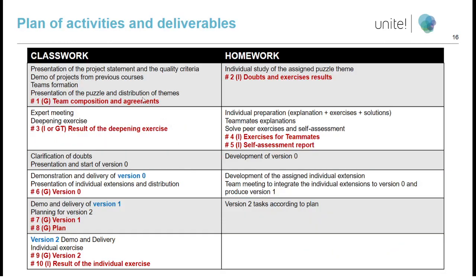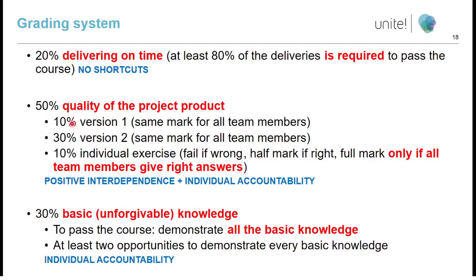We have already seen that the students must make 10 deliverables during the 6 weeks of the activity. The completion of all these deliverables on time is assigned 20% of the grade, even if the quality of the deliverables is low. This component of the grade is used to reward continuous work, regardless of the quality of the results. On the other hand, the on-time delivery of at least 80% of deliveries is required. If this requirement is not met, the course cannot be passed. There are no shortcuts to avoid the planned work.